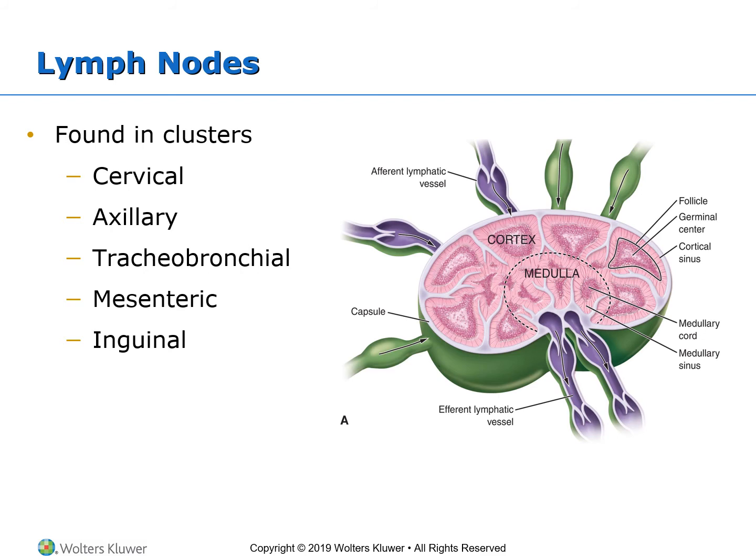When we are moving down, we have the inguinal nodes located in the groin area that receive the lymph drainage from the lower extremity and the external reproductive organs.